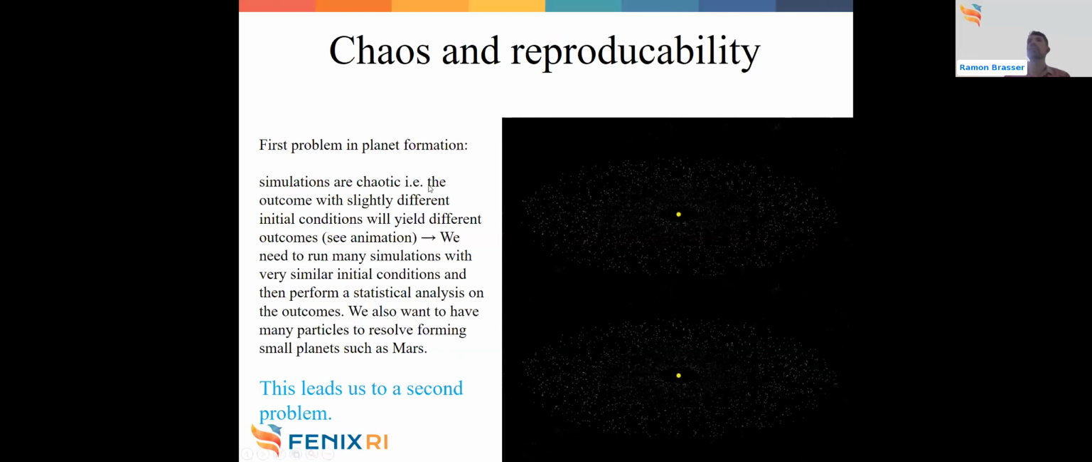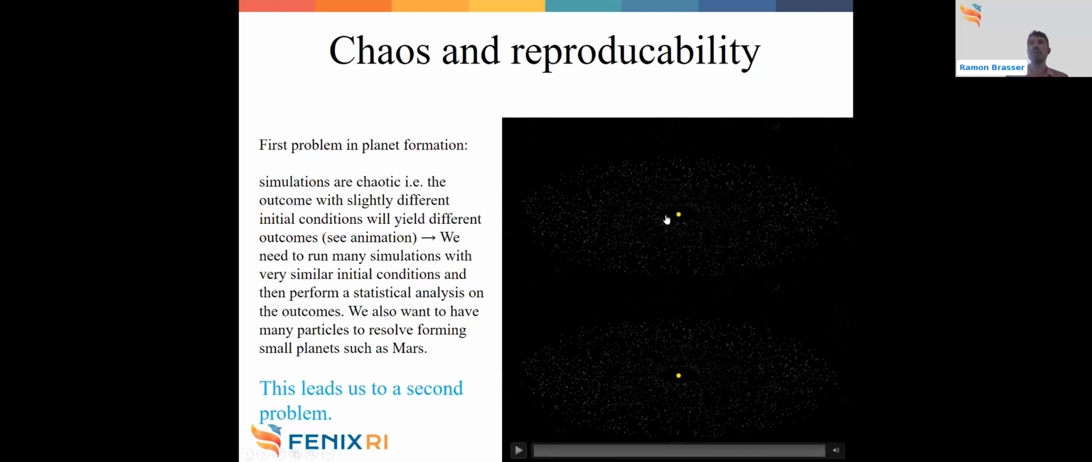So this leads me to the first problem in planet formation, and it's one of the reasons why we need supercomputers like the ones that Fenix provides for us in Germany, in France, in Italy, in Spain, and in some other places as well. The reason is that the simulations are chaotic. Chaotic, I don't mean that essentially the system goes completely berserk. It just means that if I start with the same initial conditions, but I have something a little bit different, the outcome after a long enough time becomes completely unpredictable.